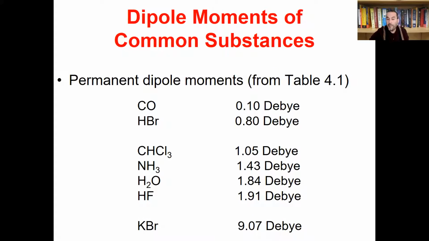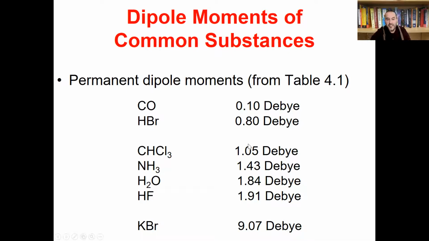So, talking about the dipole moments of molecules. These are some examples from various molecules: carbon monoxide, hydrogen bromide. Some of them don't have one. There's a space here for a reason, because as we're going to see, it makes a difference.